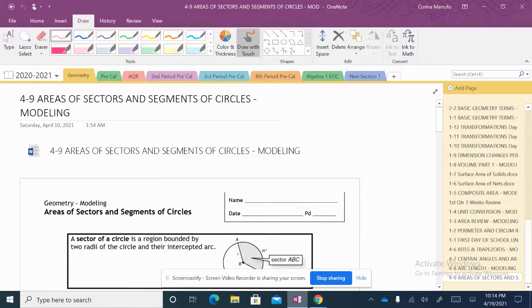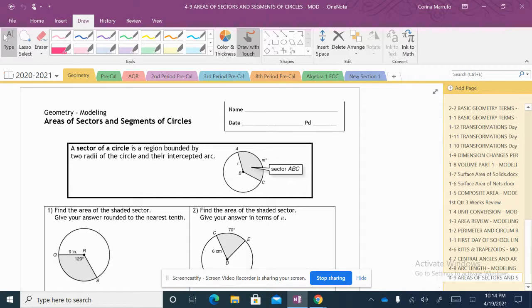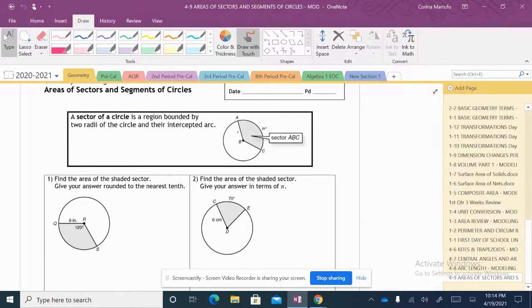We're covering areas of sectors and segments of circles. A sector of a circle is a region bounded by two radii of a circle and their intercepted arc. Just like we found the arc length, now we're going to do the area. This is what we were finding in our previous problems. Now what we're finding is the area, the space here.